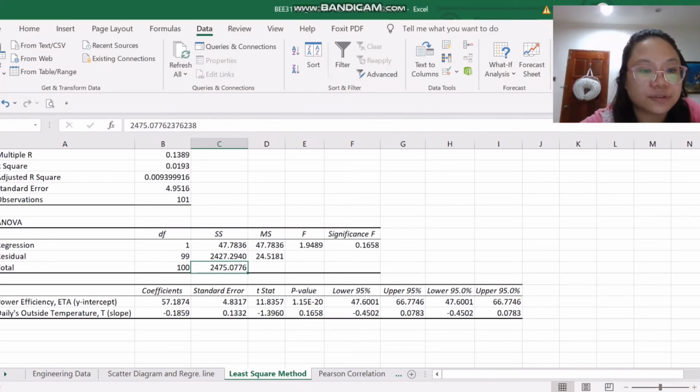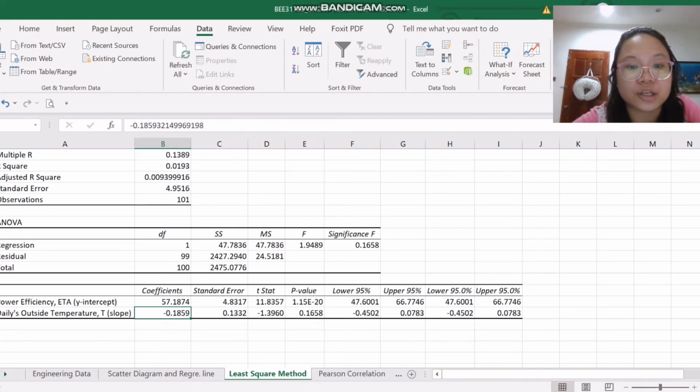Then from this table, we know that the y-intercept of power efficiency is 57.1874, and the slope is negative 0.1859. From here, we know that the regression line equation is y equals 57.1874 minus 0.1859x. Then from here also, the p-value of the slope is 0.1658.